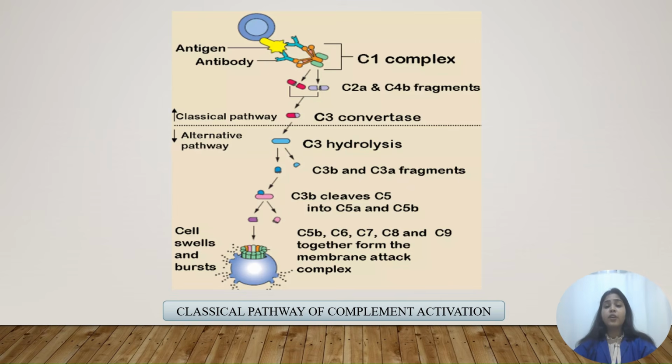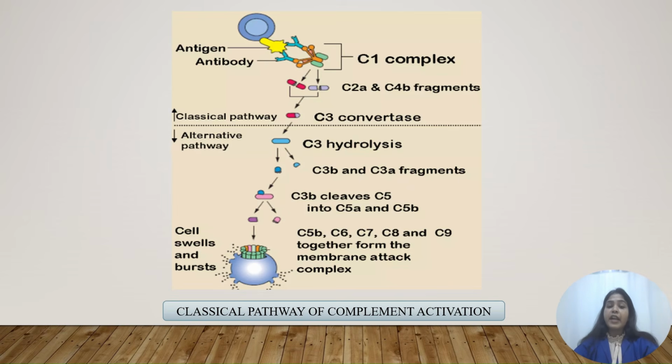Then we will add the complement to the plate. This is the pathway that takes place. But why only the classical pathway for the complement activation? Because here the antigen and antibody complex is forming. That is why it is termed the classical pathway of complement activation.